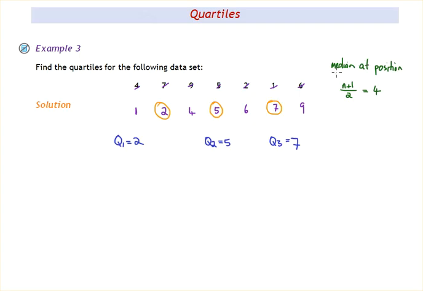So get the data set in order and then use this little calculation to help you find the position of the median, and you'll see why this can be quite useful later on. And then once you've found the median, examine the bottom half of the list to find its median, and then examine the top half of the list to find its median, and that will give you quartile 1, quartile 2, which is also known as the median, and quartile 3.